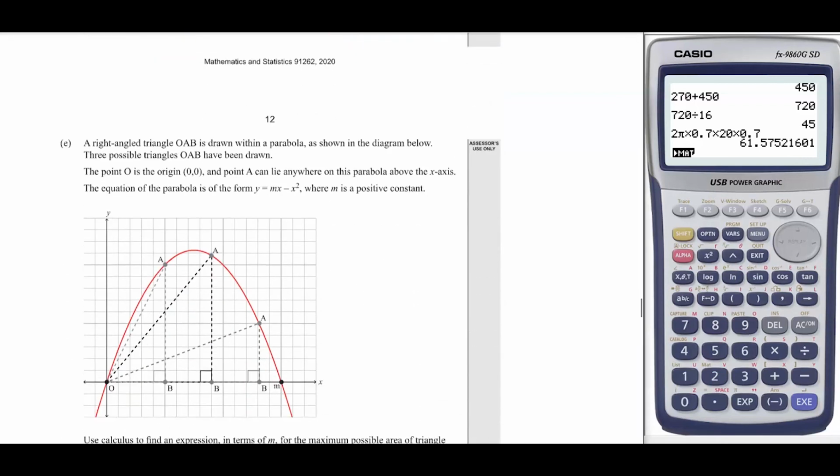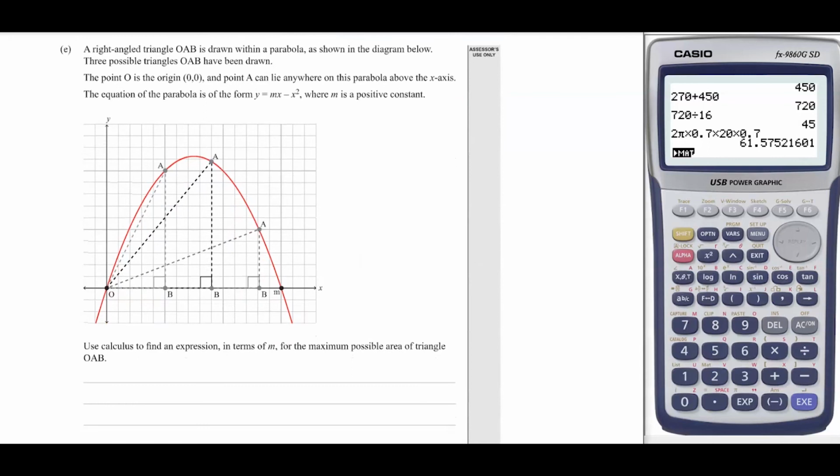Okay, last one. Part E here for an excellence. Just pause the video and have a read of that. Okay, so we've got different triangles that can be made within here. We want to find the maximum possible area.